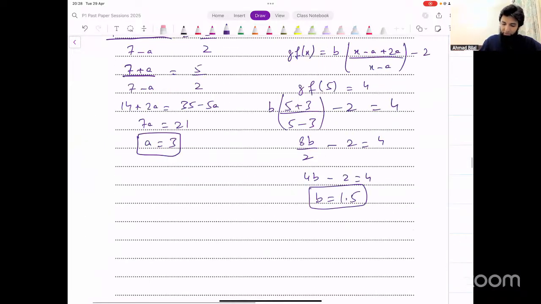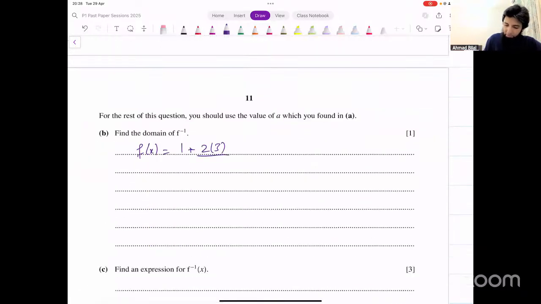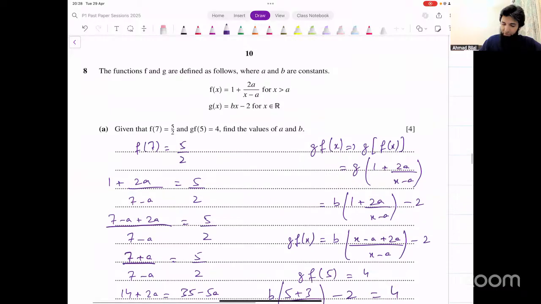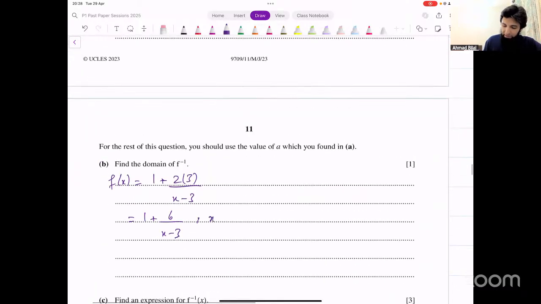Divided by x minus A. X minus 3. So the function is 1 plus 6 over x minus 3. What's the domain of this function? Domain of this function is x greater than A. That means x greater than 3. That's the domain of this function.